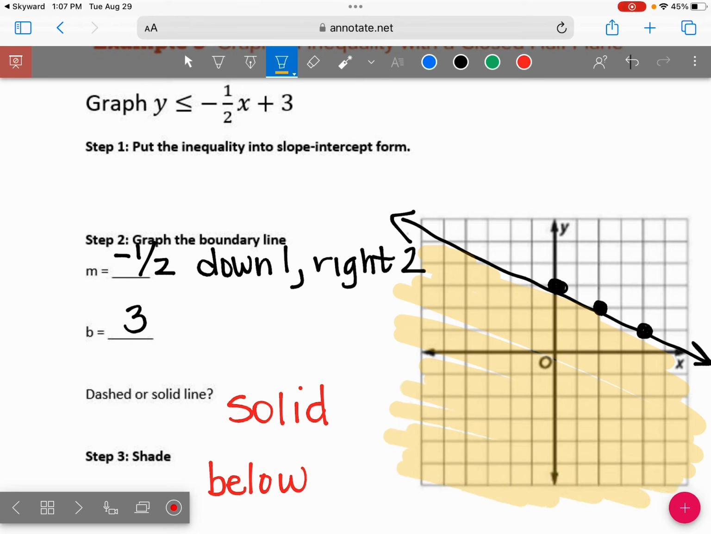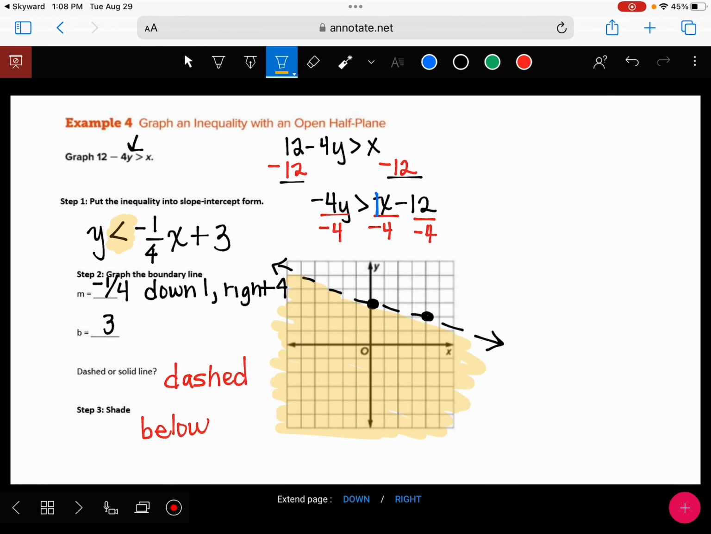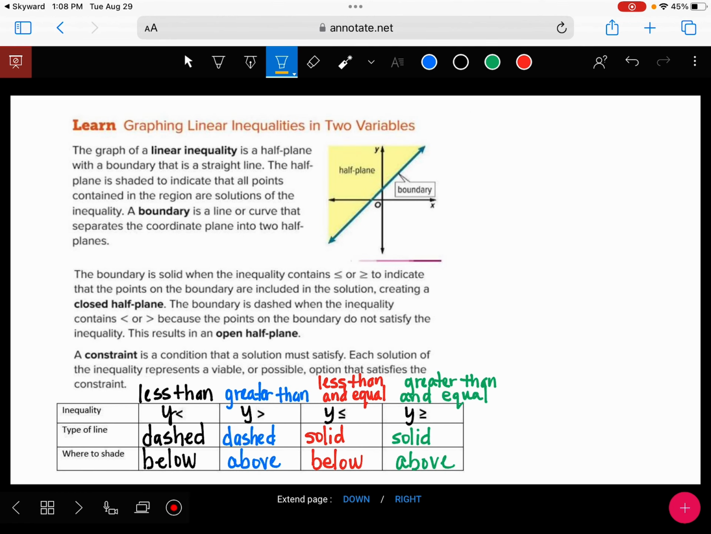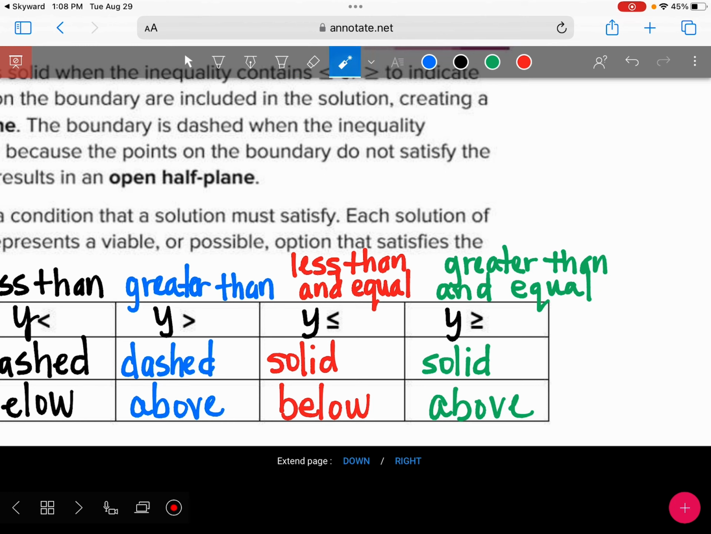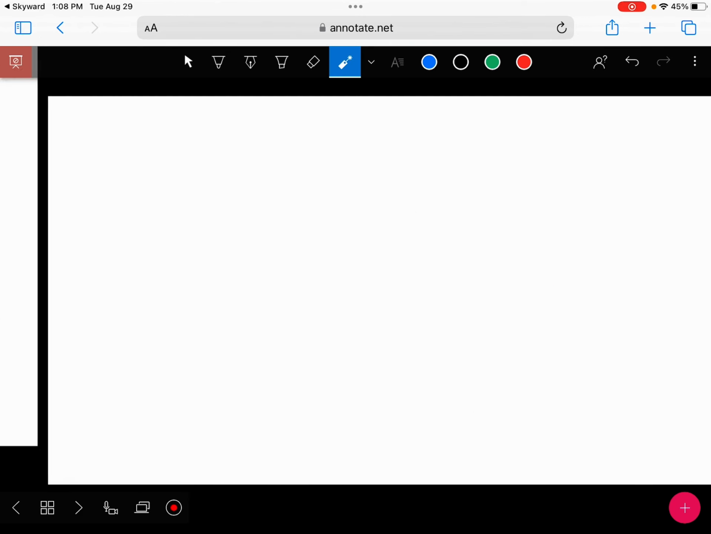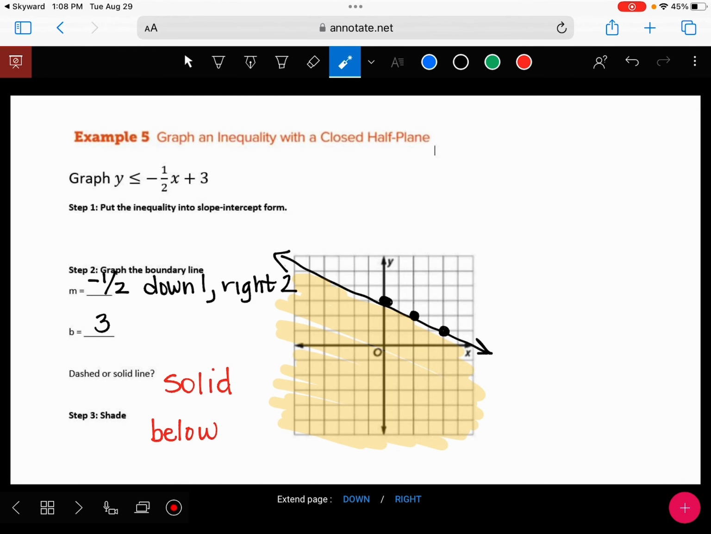When will we ever have to shade above? We shade above when it is a greater than or greater than and equal to. Oh, I see. Okay. Yep. I'll put it up at the end.